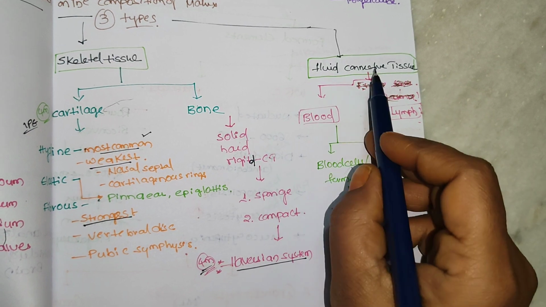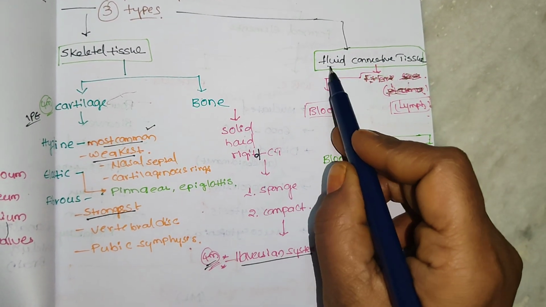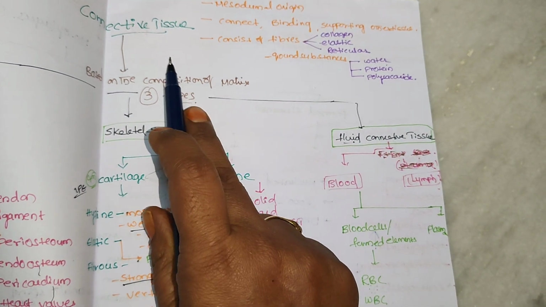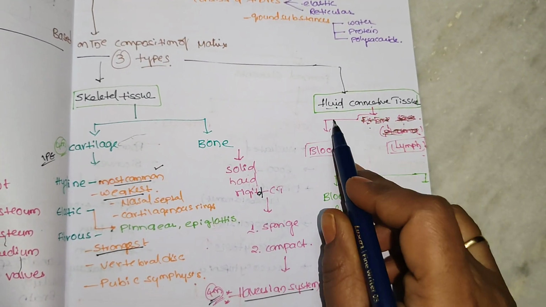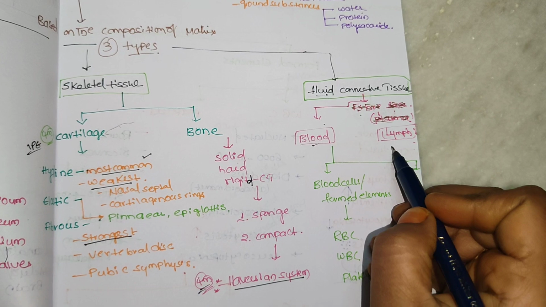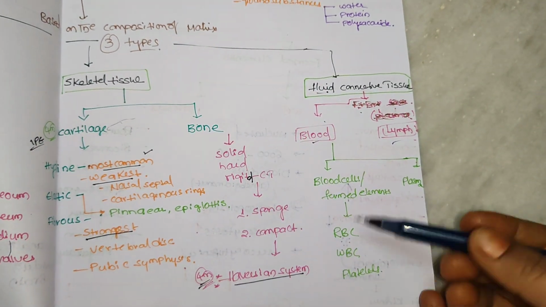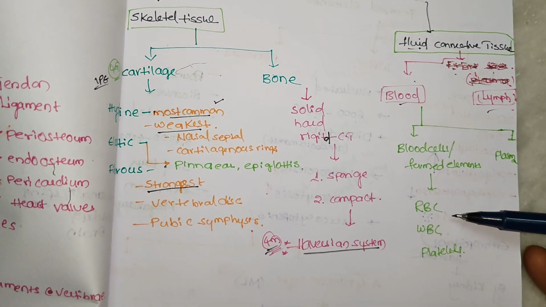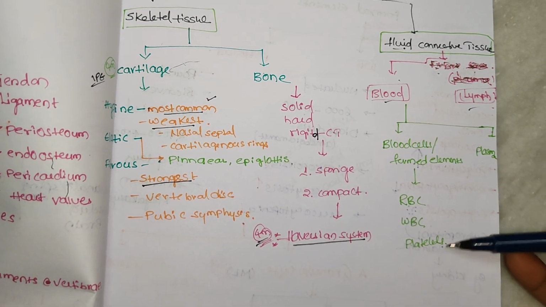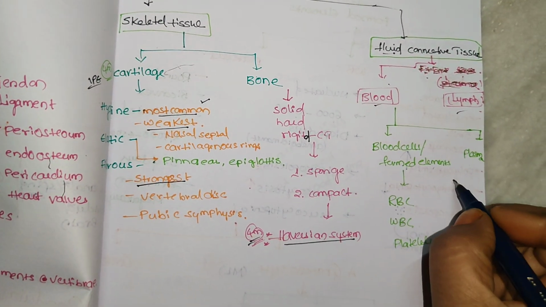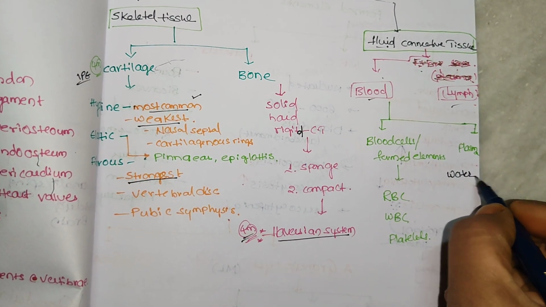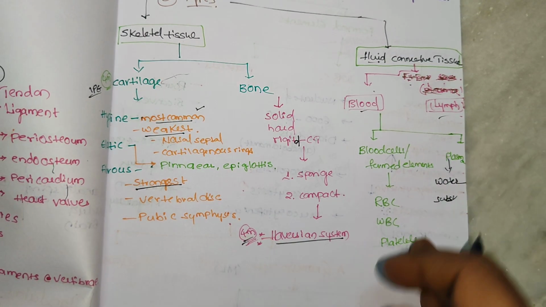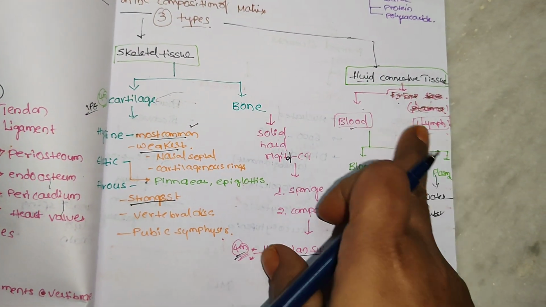Next, fluid connective tissue. The name itself indicates fluid means liquid. So it is also one type of connective tissue. It includes blood and lymph. In blood we have blood cells and also plasma. In blood cells we have RBC, WBC and platelets. The plasma constitutes water as well as other substances. In the next video we will discuss fluid connective tissue in total.